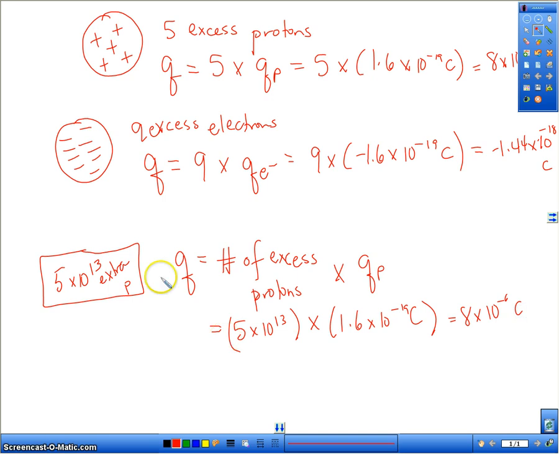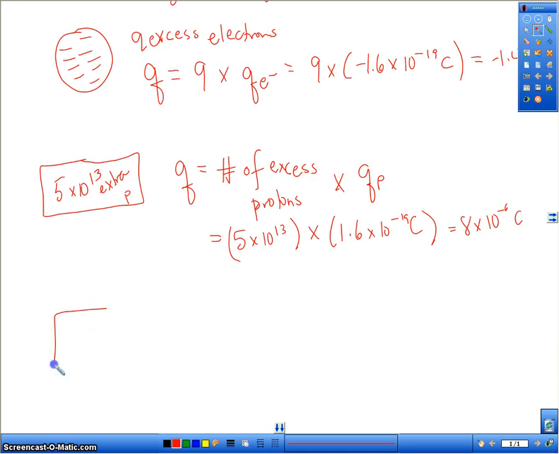Okay? So you can kind of see that that's pretty much how we're going to be working these. The only other little tidbit is that sometimes I don't actually give you the number of excess. Instead, I give you this charge to begin with. I might say, for example, if I had a silver dollar and I wanted to give it a charge of 2.4 microcoulombs, how many excess protons would it need to have in order to have a charge of 2.4 microcoulombs?